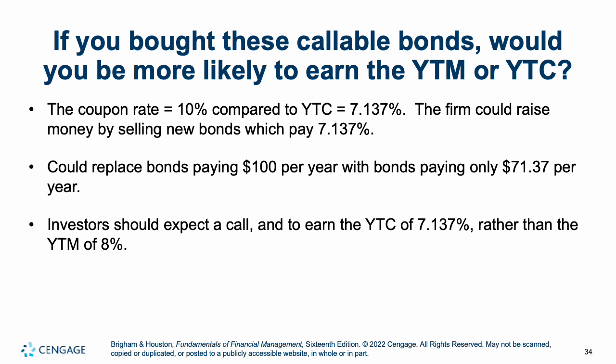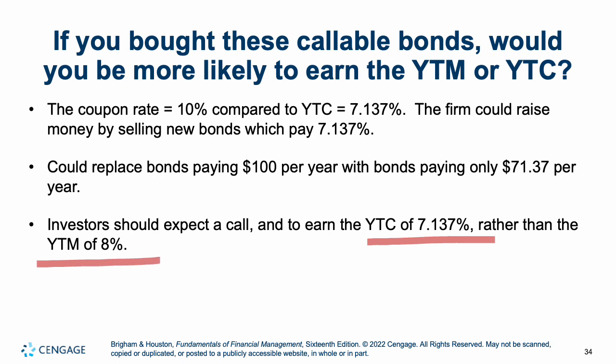So if you bought the callable bonds, would you more than likely earn the yield to maturity or the yield to call? Coupon rate is 10%, yield to call 7.137. The firm could raise more money by selling new bonds which pay the 7.137. So you could replace bonds paying $100 per year with ones paying only $71.37, and investors should expect a call and earn the yield to call of 7.137% rather than the yield to maturity of 8%.